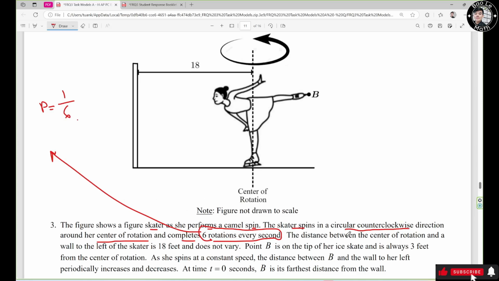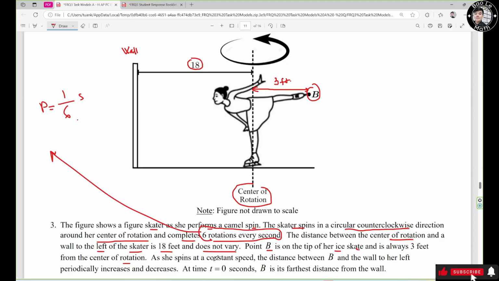The distance between the center of rotation and a wall to the left of the skater is 18 feet and does not vary. So the distance right here is 18 feet. This one is the center of rotation, the vertical line right here, and this one is the wall. This one is 1/6 seconds. Now, point B right here is on the tip of her ice skate and is always 3 feet from the center of rotation. So the distance from here to here is 3.